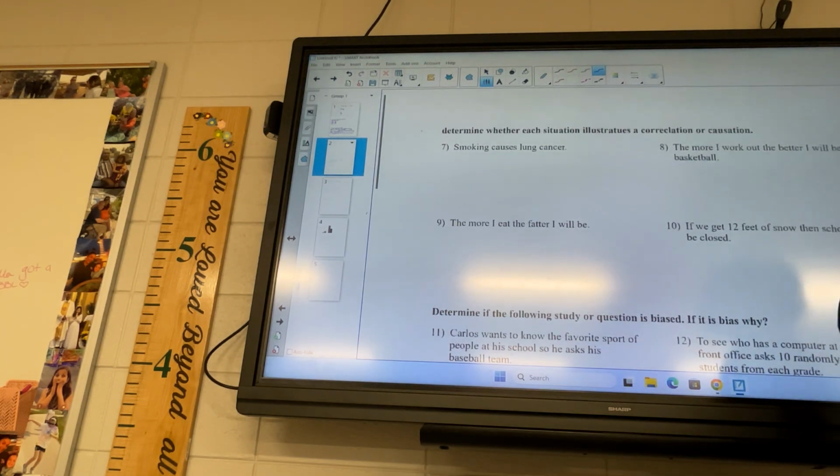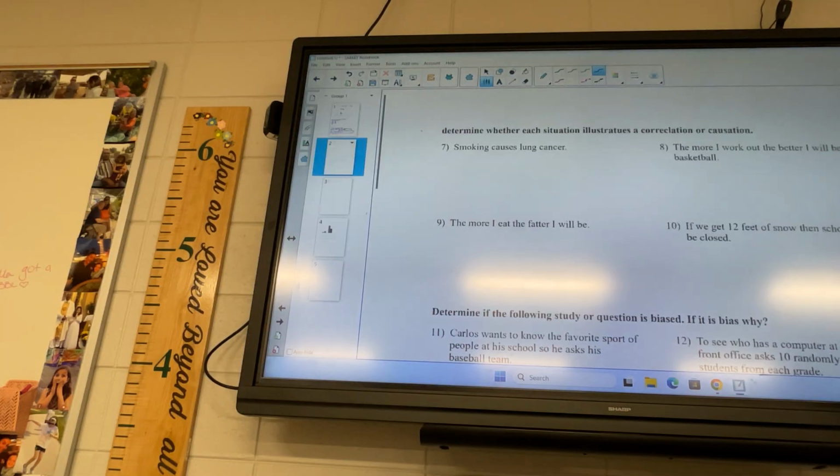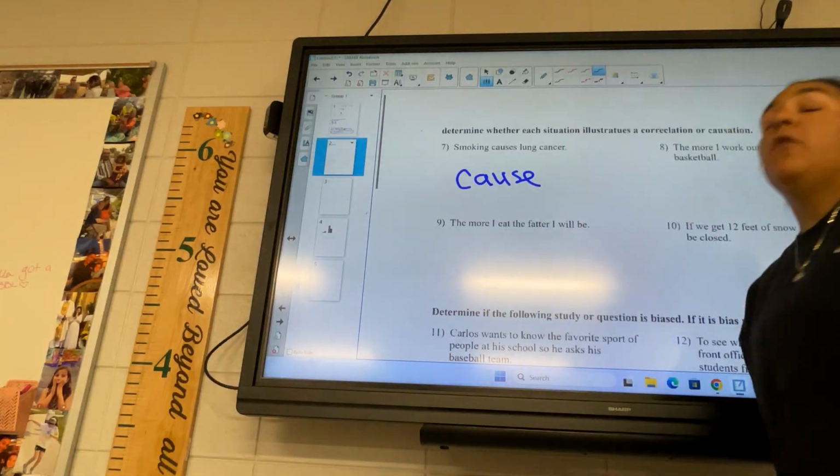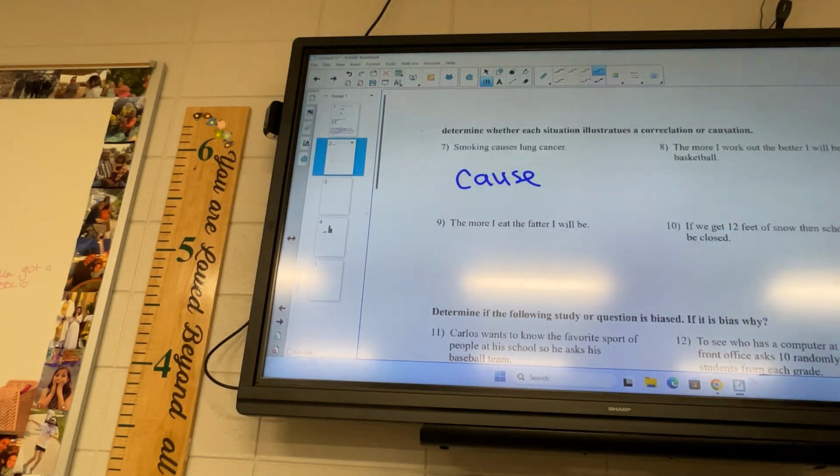Smoking causes lung cancer. Is that correlation or causation? People would argue, but I'm going to go with cause. There are enough studies that have shown that smoking can cause lung cancer. Now, is that to say if you smoke, you're automatically going to get lung cancer? No. Could you get lung cancer even if you don't smoke? Yeah, you could. But there have been enough times where smoking is directly related to lung cancer.